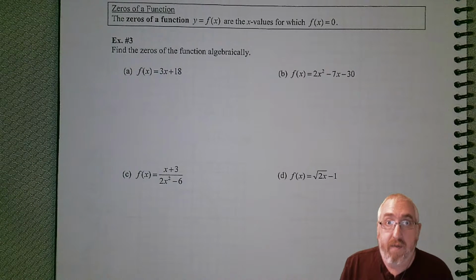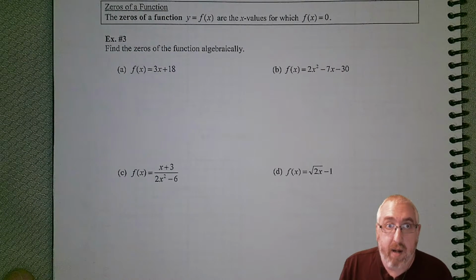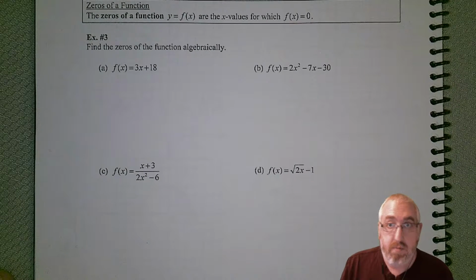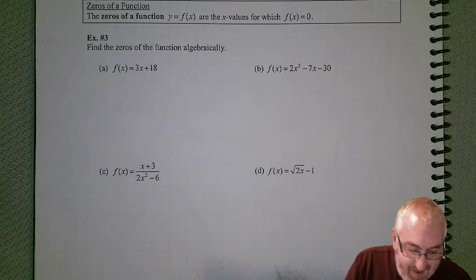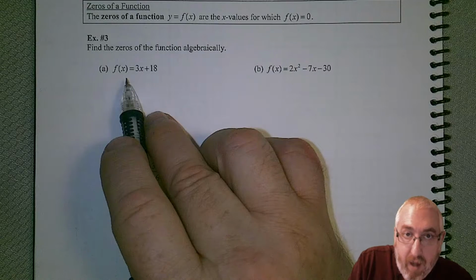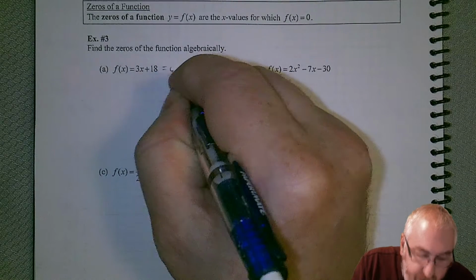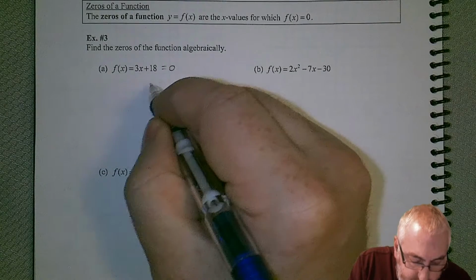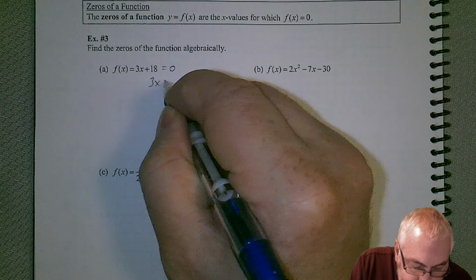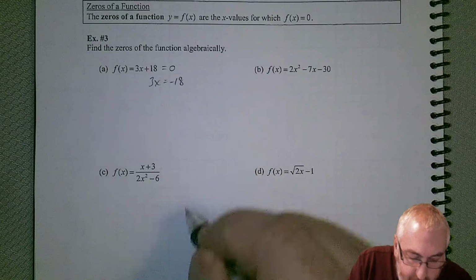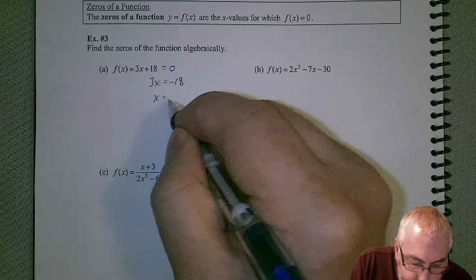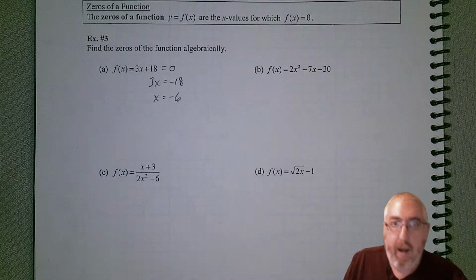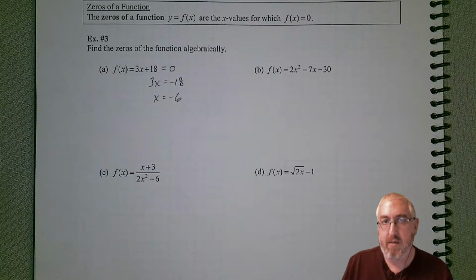If we want to find the zeros of a function algebraically, then it just involves some algebra. More specifically, all we're doing is setting this equal to 0 and then solving it. This one's pretty quick. Lose the 18 from both sides, and then divide by 3, and we can see that x equals -6.